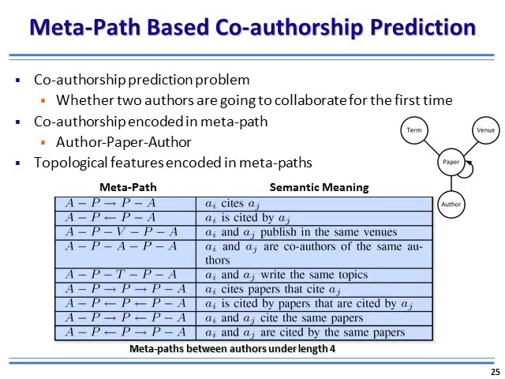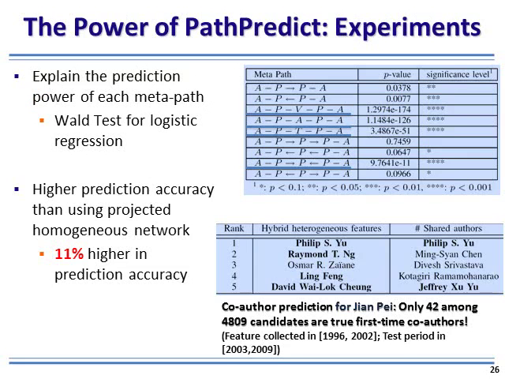You can see this is APPA. This arrow means you cite the paper. That means if you authored a paper that cites another paper, are you going to work with the author you cited? So that's one metapath. There are many other metapaths. Then we use real data to test what impact these paths have. They really do impact your future co-authorship.